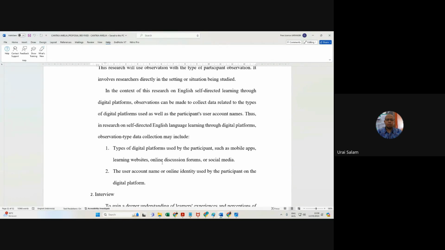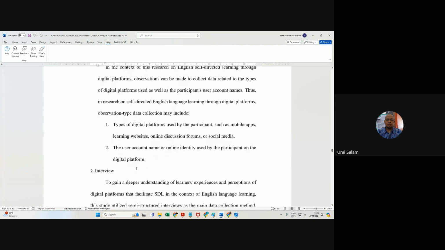For example, when they are working with the computer, or with their gadgets, then you are watching them playing around with their gadgets or digital platforms. So that's observation. When you come to, for example, ask them something, how they use this digital platform, then it is not considered as observation. It is an interview.